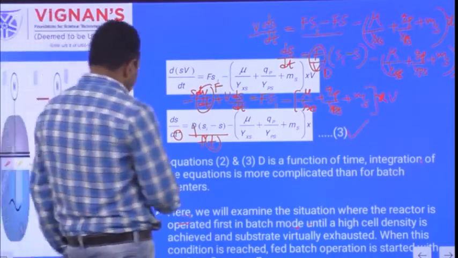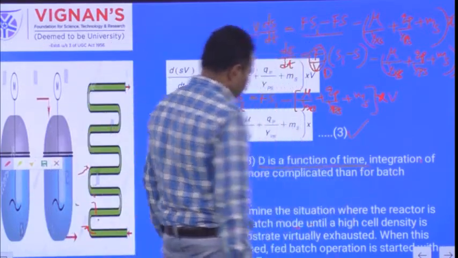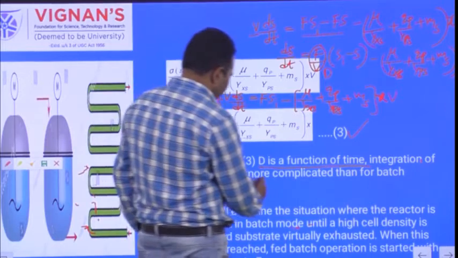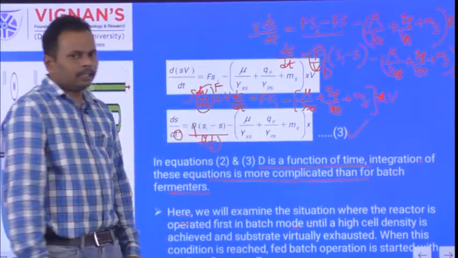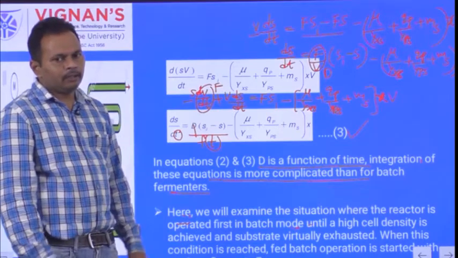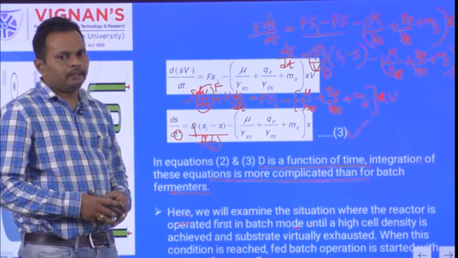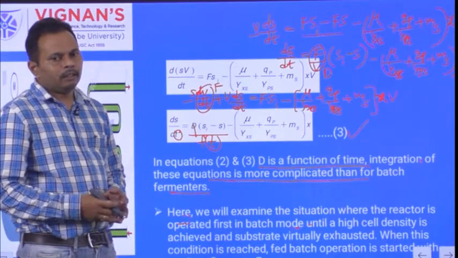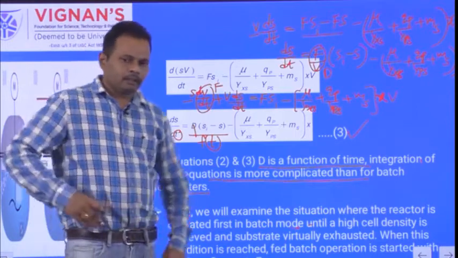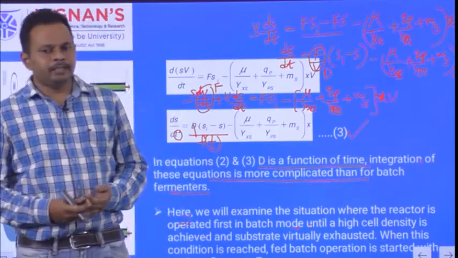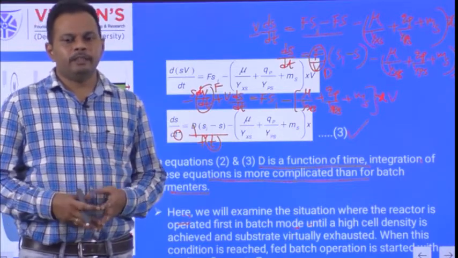In equations 2 and 3, D is a function of time. Integration of these equations is more complicated than that of the batch fermenter, since time is there on both sides. Earlier in the batch fermenter, time is on one side, so we could solve for the batch time easily, but here it is very difficult. So to find the fed batch time, we follow some other alternative procedure.